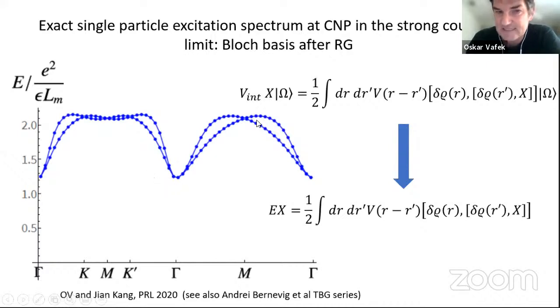Now, notice that this dispersion is extremely different. It's very different from the dispersion you would have gotten from the Bistritzer-MacDonald model. In the Bistritzer-MacDonald model, you have two narrow bands, and these two narrow bands touch at K and K prime points in the moiré Brillouin zone. Here, the dispersion is gapped. These two bands touch at gamma, okay? They touch at M, and they also touch at K and K prime. But the shape of this is very, very different. The minima are at gamma. They're definitely not going to K or K prime point.